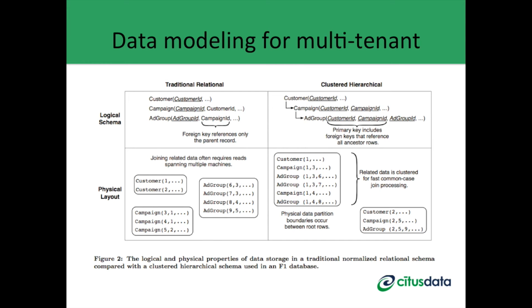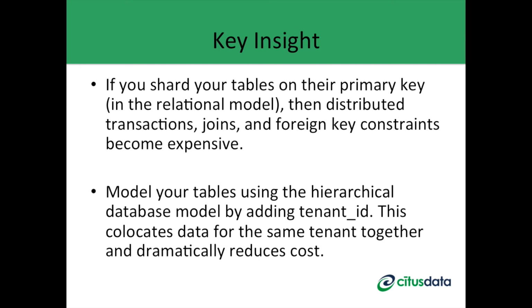This model is the one used by F1. The key benefit to the hierarchical database model is that it enforces data collocation. In its simplest form, you add a customer ID or tenant ID column to your tables and shard them on customer ID. This ensures that the data from the same customer gets collocated together, and collocation dramatically reduces the cost associated with distributed transactions, joins, and foreign key constraints. Collocation also simplifies costs associated with handling network and machine failures.